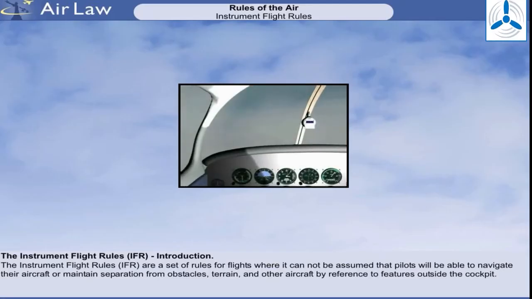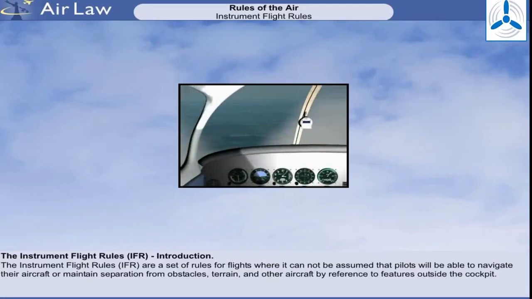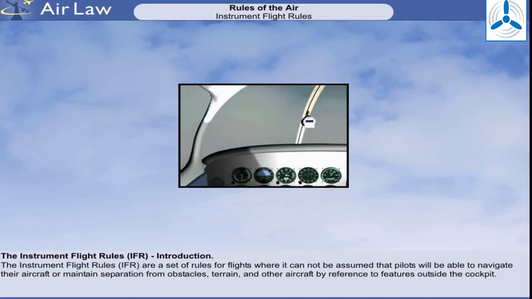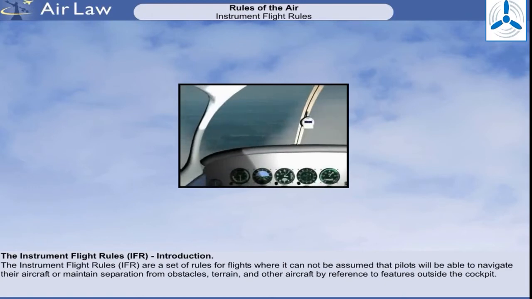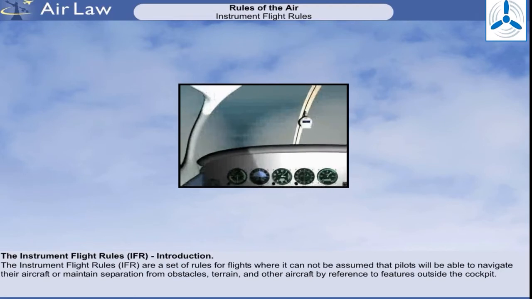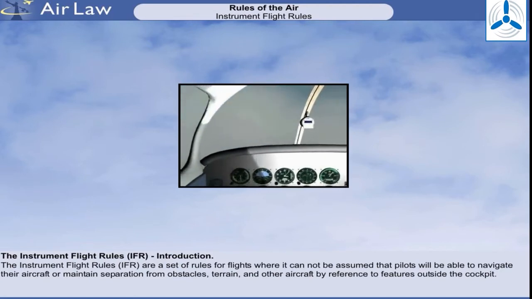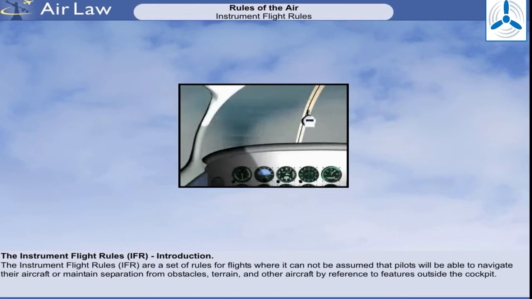In this lesson, you will learn about the instrument flight rules. Expressed simply, the instrument flight rules, commonly referred to as IFR, are a set of rules for flights during which it cannot be assumed that pilots will be able to navigate their aircraft or maintain separation from obstacles, terrain, and other aircraft by reference to features outside the cockpit.